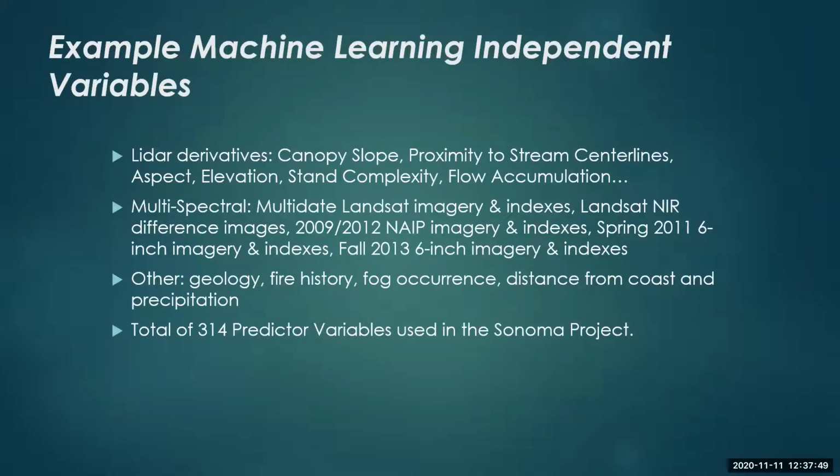So some of the variables that get used, I'll take everything. I'll take the kitchen sink. But canopy, slope, stream center lines, all the multi-spectral imagery, Landsat, and the high-resolution imagery, geology, fire history, fog occurrence. It goes on and on. In the Sonoma project, we had 314 independent variables in that project. So that's 314 maps of the area we were mapping that helped to feed into the map and create the rules.